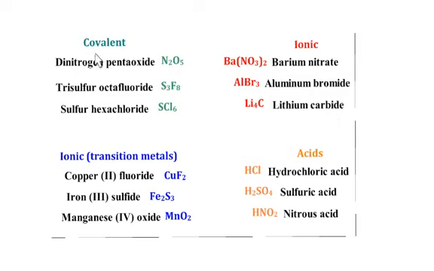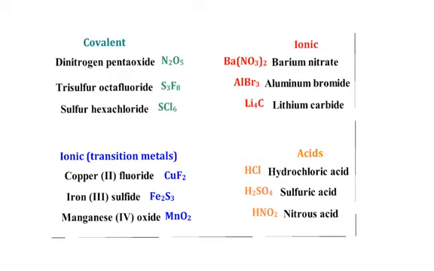Then for covalent, you add prefixes to tell you how many atoms there are. So this would be dinitrogen pentoxide because I have 2 nitrogens, 5 oxygens. This would be trisulfur octafluoride. This would be sulfur hexachloride. Whereas with ionic, you do not add the prefixes. You just leave it as is.